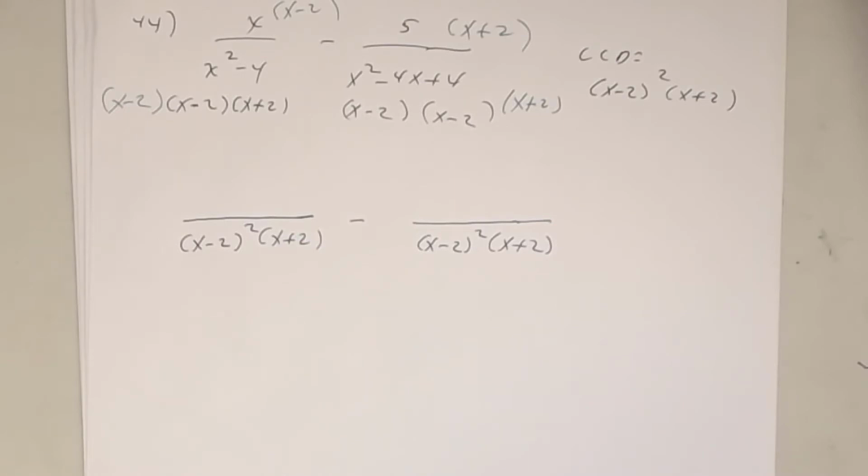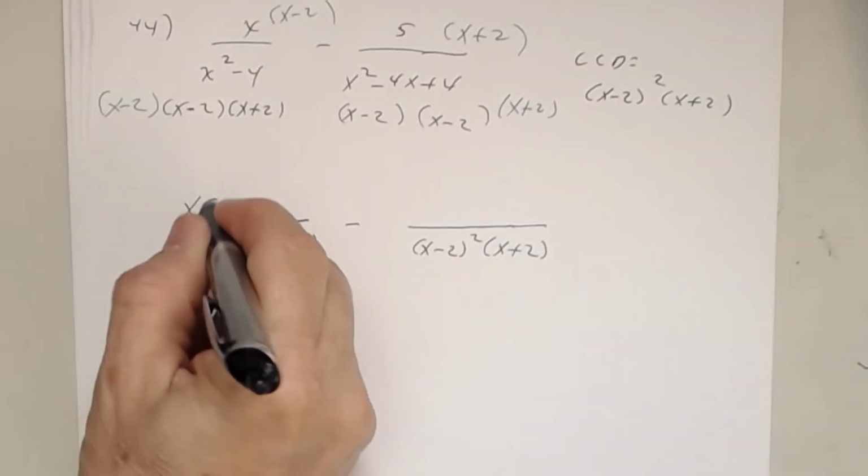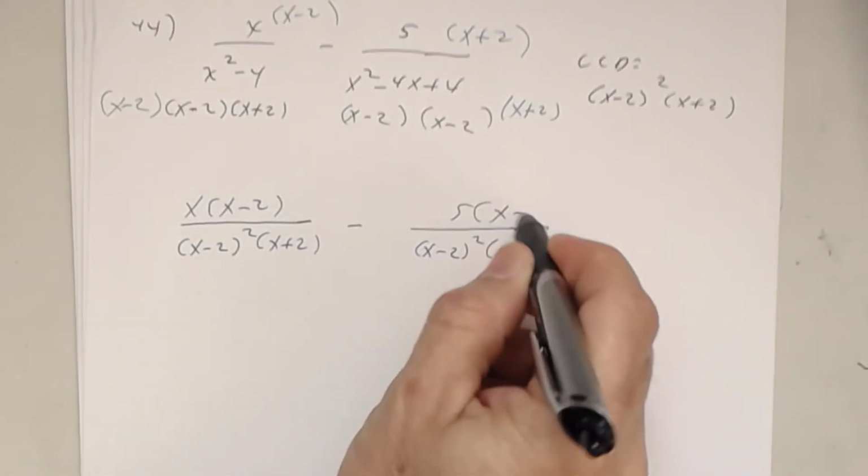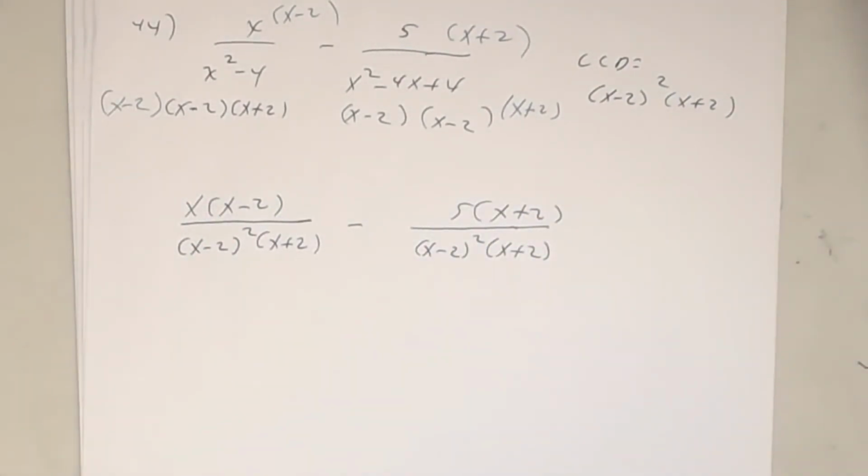So the numerator here becomes x times x plus minus 2, and this numerator becomes 5 times x plus 2. Y'all agree? Yes. All right, now think about what we just did in the previous problem. We're going to distribute. Now don't multiply the denominator out. Leave the denominator in factored form. Multiply the numerators though.